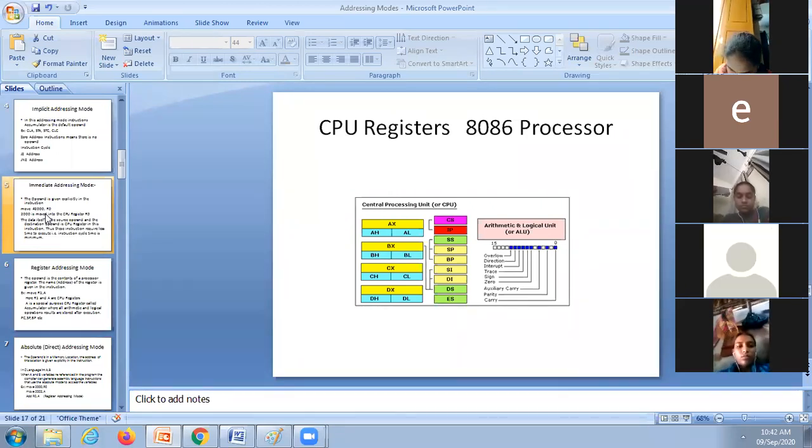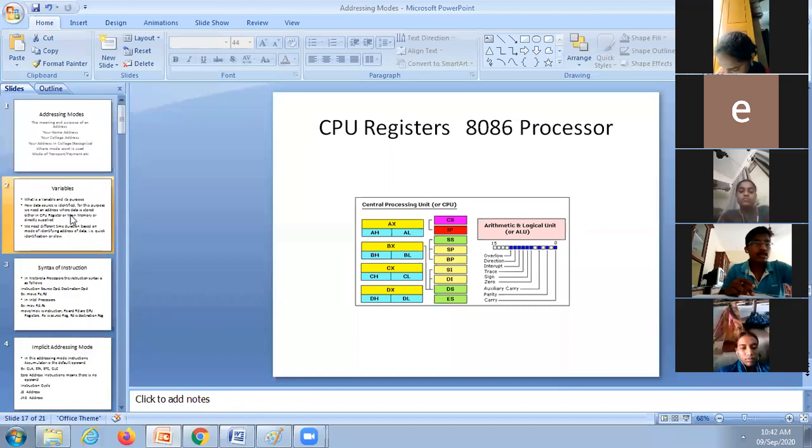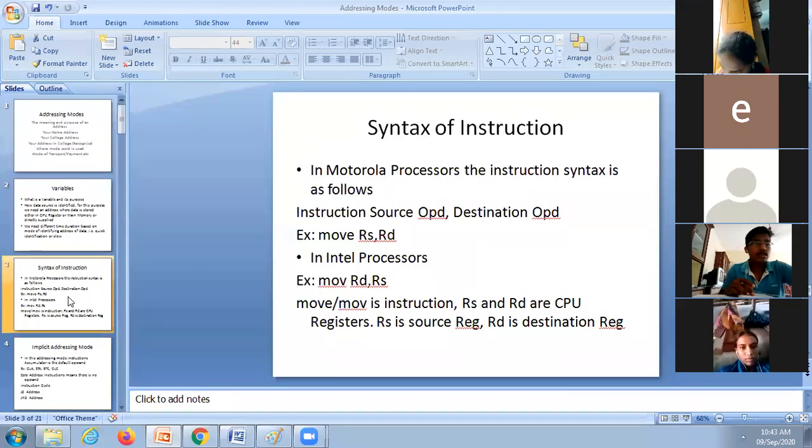Sometimes the accumulator will be a default register. In that case, we need not mention the operand in the instruction. In immediate addressing mode, you may have either one operand or two operands. That operand will be the immediate operand. Immediate operand means the direct data.